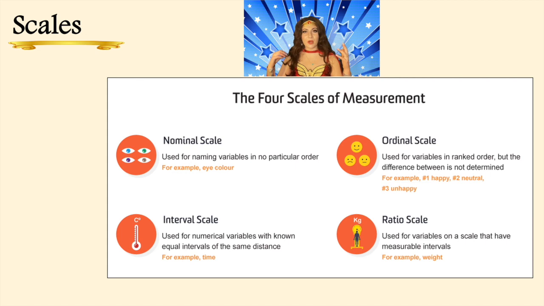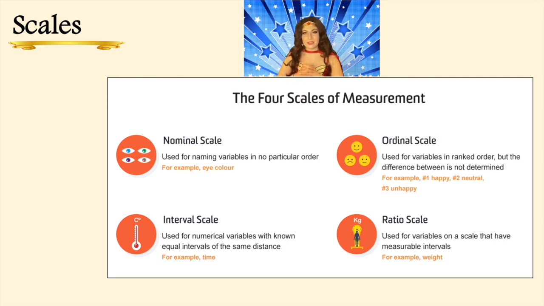You can also think about ratings for a hotel or a film, right? A 3-star rating is worse than a 5-star rating. So in an ordinal scale, the order in which the variables appear does matter. The third type of scale we have is the interval scale. So the interval scale is used for numerical variables with known equal intervals of the same distance.